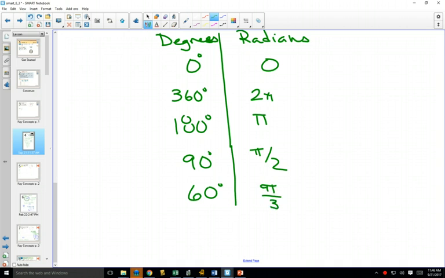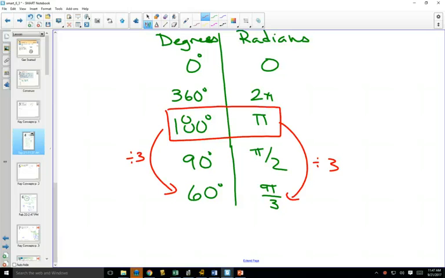Someone who said pi over 3, can you tell me how you got that? You took the 180? And you said, how do I go from 180 to 60? I have to divide by 3, right? Because it goes in 3 times. So how would I do this? I have to do the same thing. Divide by 3. So this one here, 180 degrees is equal to pi radians, becomes really important.